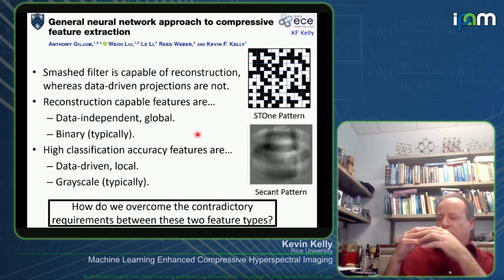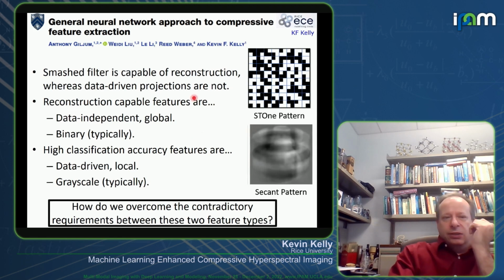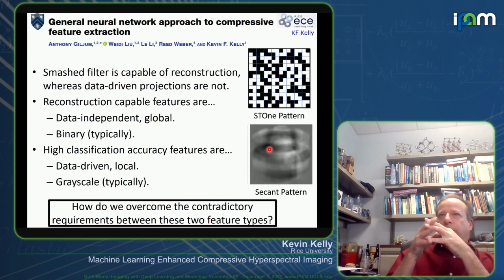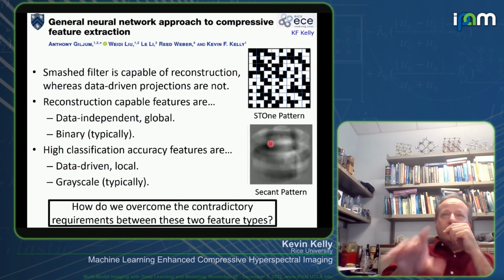So say we want to run stone patterns, so we want to be able to take images and video, but we also want to do machine vision tasks. And so Anthony worked on this, and he said there must be a way to map the stone patterns and the secant patterns together. And he did that using a neural network. So he used a neural network to do a nonlinear transform between these are the actual patterns on the DMD, but these are the patterns that the objects are actually trained and learned and classified on.